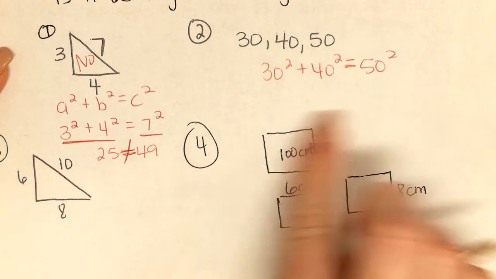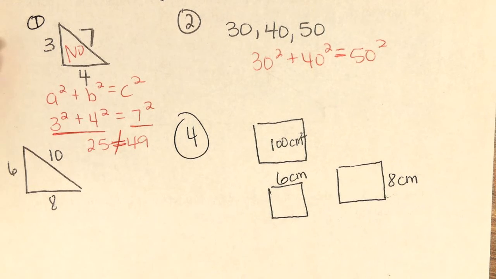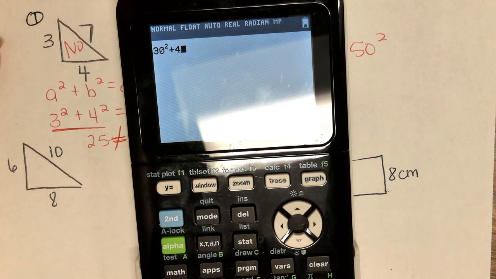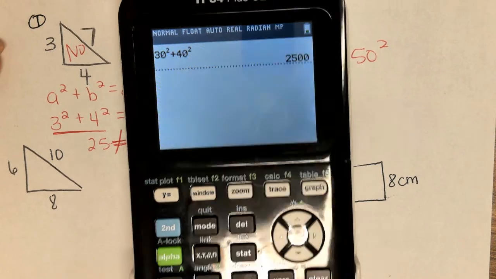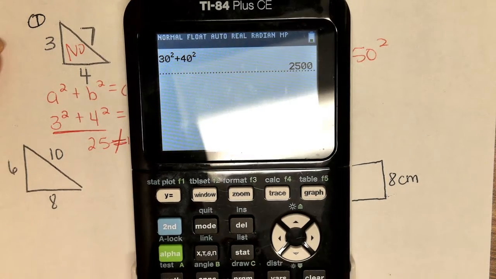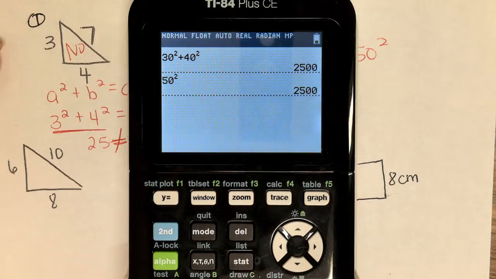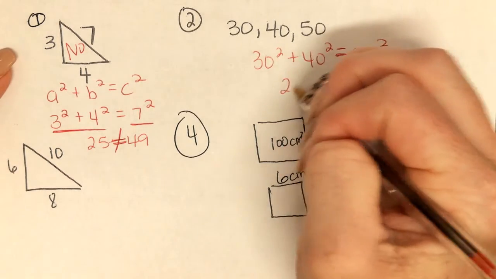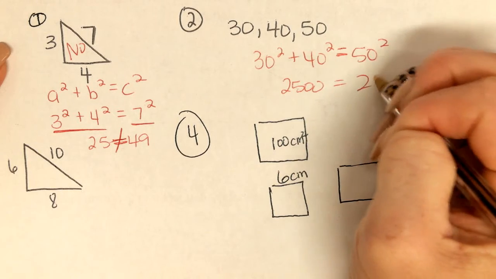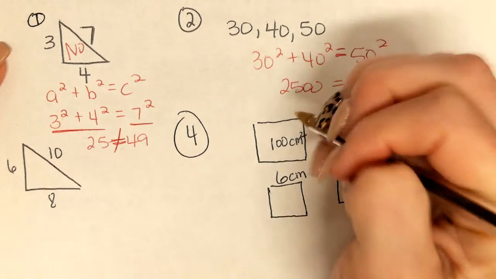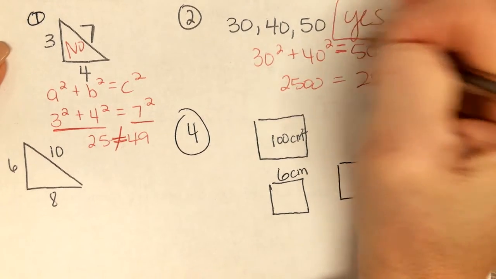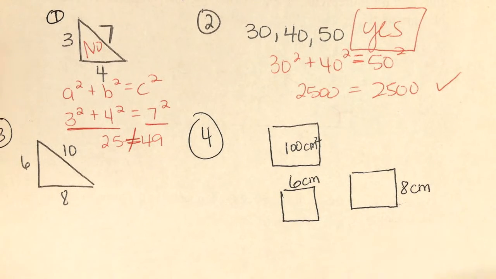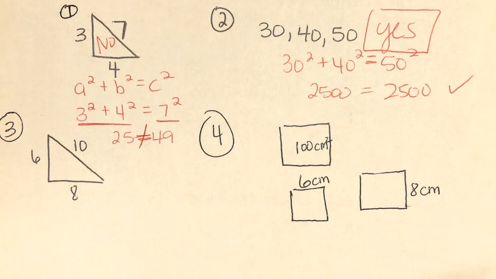Okay, this is how you should have set it up. You type in 30 squared plus 40 squared. What'd you get? 2,500. And then you type in 50 squared, and what did you get? Do those equal each other? So yes, 2,500 equals 2,500. That would form a right triangle. So my answer to that one would be yes. It is a right triangle.